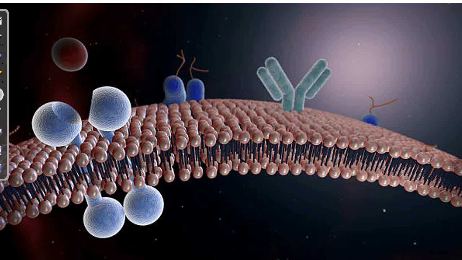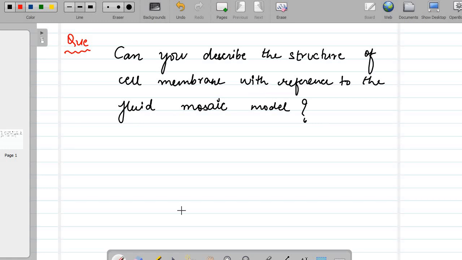So today the question we will aim to answer is: can you describe the structure of the cell membrane with reference to the fluid mosaic model? This is the most frequently asked theory question in the AS level. So this is the question we are going to aim for, and in this video, whatever I am going to teach you, you can write down the points to answer this question according to the marks given to you. So let's start.